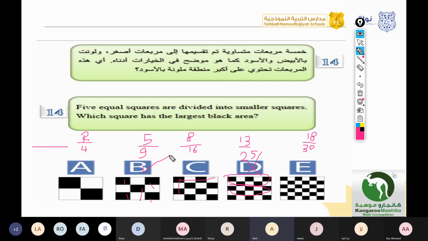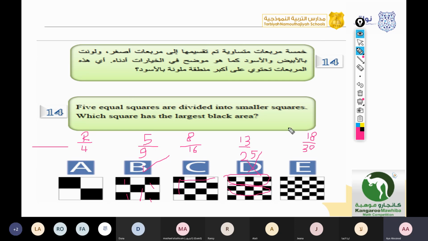Because it has like 4 white squares and 5 black. It has more black. So excellent. So the black is more than the white. Okay, and also I can compare between fractions.